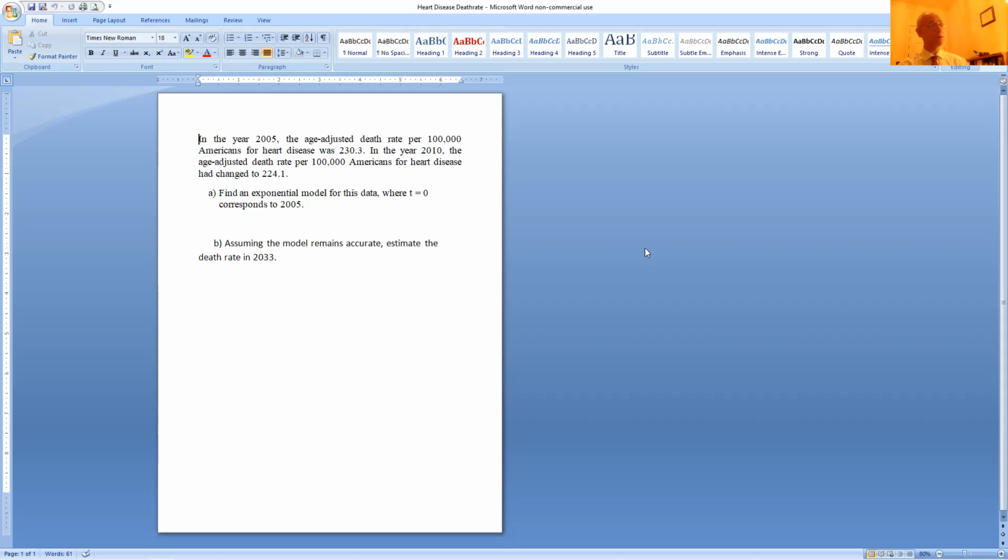That is good news. Part A is asking, find an exponential model for this data where t equals 0 corresponds to 2005. There is our hint right there. And part B, assuming the model remains accurate, estimate the death rate in 2033. So that would be 28 years after the initial year, after 2005.